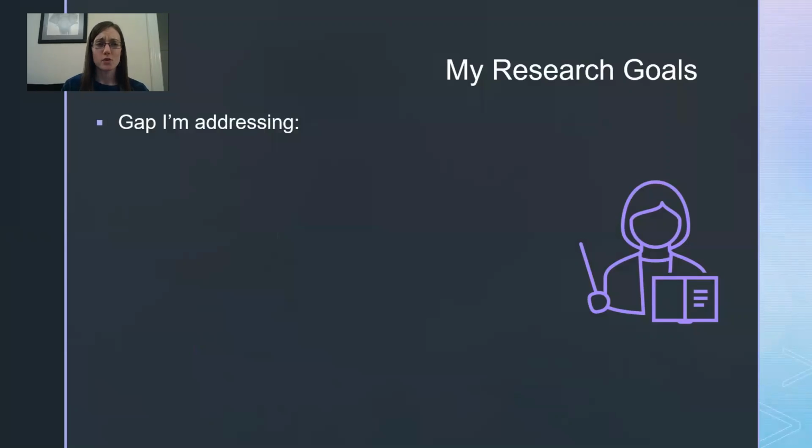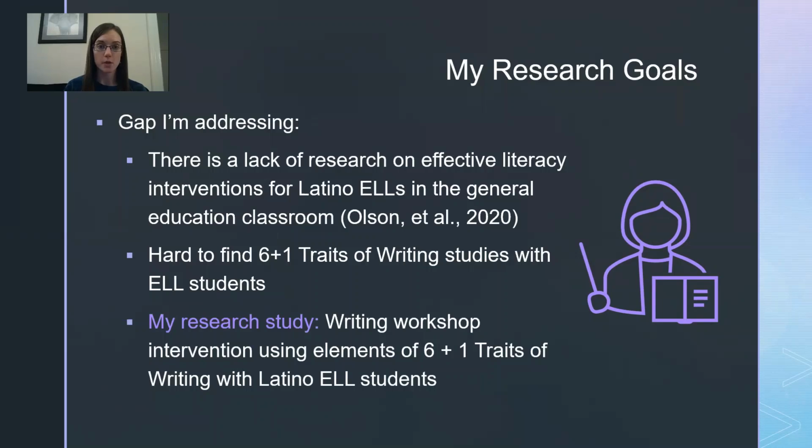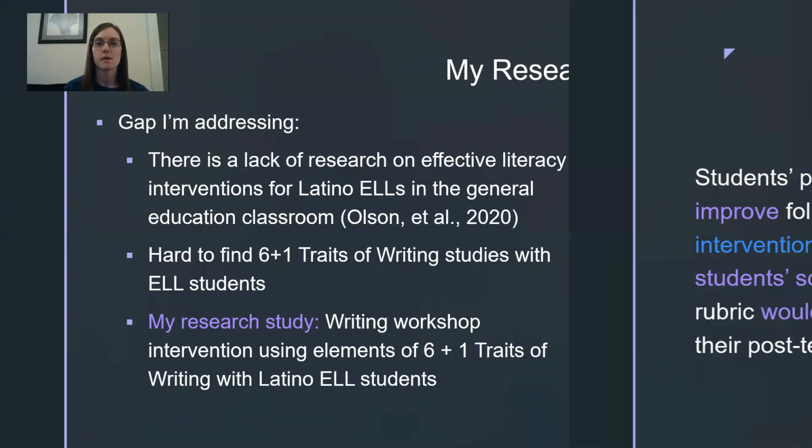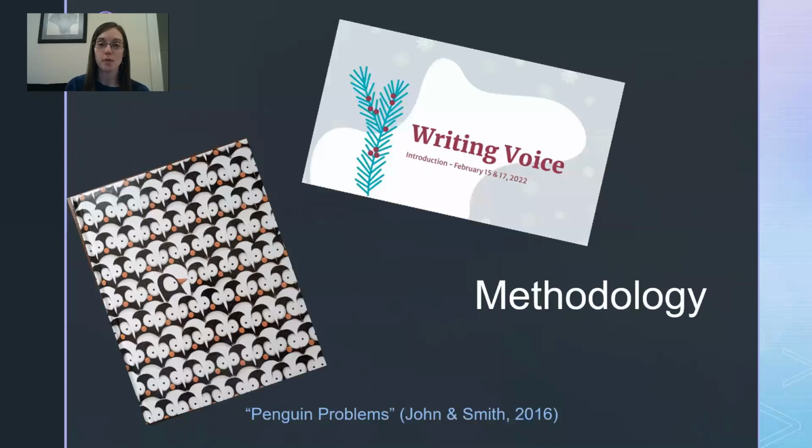My goals with my research were to address some of the gap in the literature. There's a lack of research on effective literacy interventions for Latino ELs, and it's also hard to find 6+1 traits of writing studies with ELs. So I set out to build a writing workshop intervention using the 6+1 traits and use that with Latino ELs. My hypothesis for my study was that students' performance in writing voice would improve following a targeted small group intervention around writing voice. Thus, student scores based on the writing voice rubric would increase from their pre-test score to their post-test score.